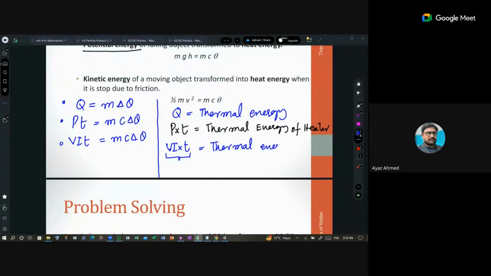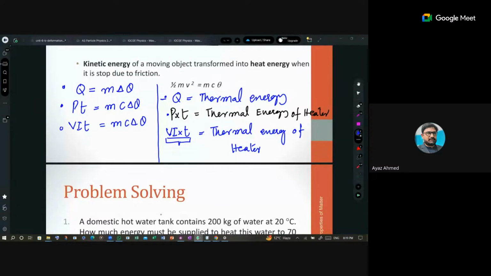Whenever you have a heater with a power rating, this equation is used when power rating is given to you. This first one is when direct energy is given to you. This one is when voltage and current are given to you. Is it clear to you? The second one is when the power of the heater is given. The third one is when potential difference and current are given.